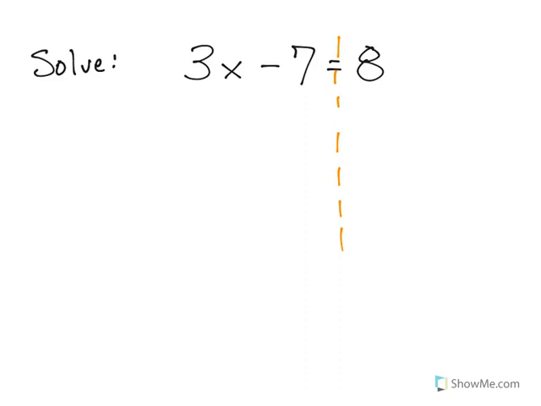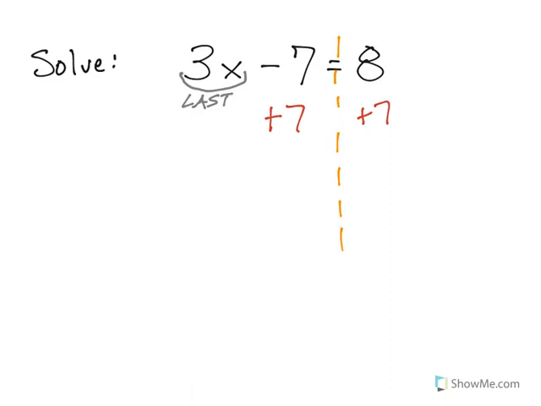Now we identify our variable. So this is the variable piece that we will play with last. So what else do we see? Well, I see a minus 7, so let's move it. The opposite of minus 7 is a plus 7. So I do that to both sides.